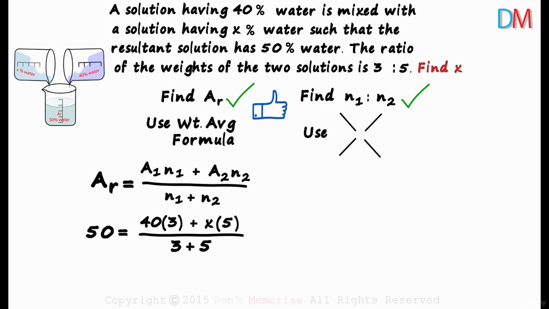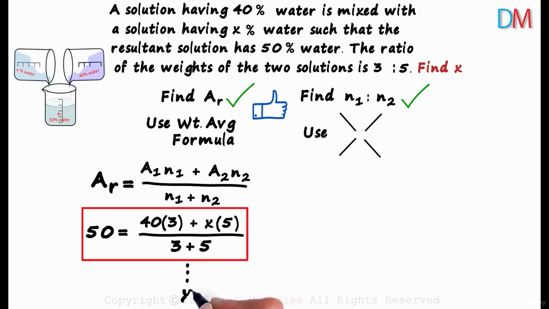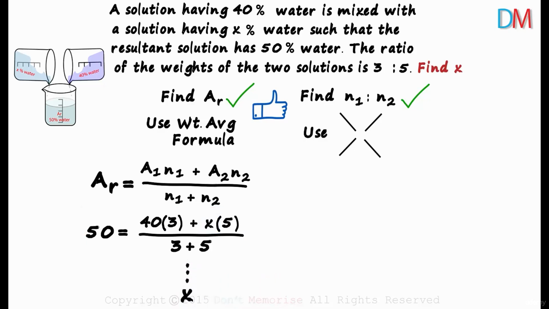After this step, let's not waste time writing 50% as 50 over 100, 40% as 40 over 100, and so on. As all are in percent terms, X will also be in percent terms. With this, we can solve for the value of X. So the weighted average formula works. But let's see if the alligation concept works here.